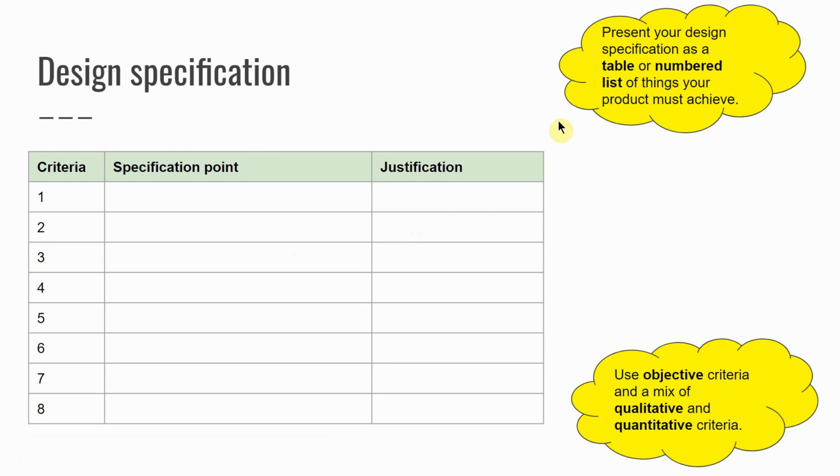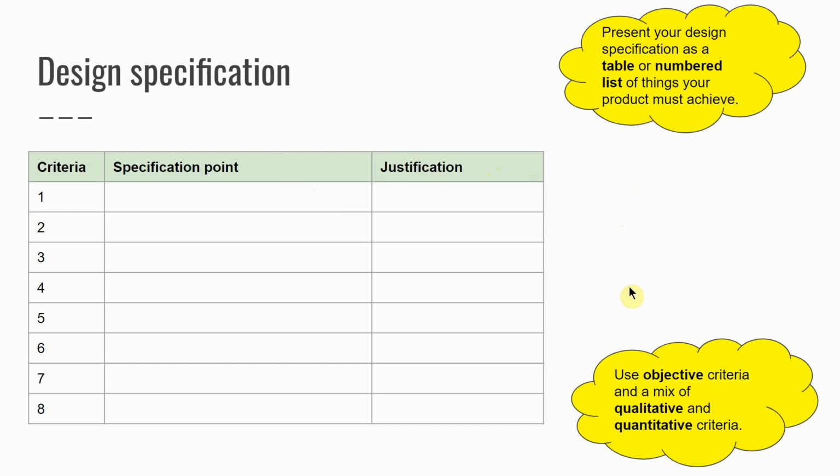Now, I really do like using this as a table, and the reason why I like doing it as a table is because for GCSE or A level, you're going to have to, at the end, assess whether your product actually does what you said it would. And the easy way to do that is then to copy and paste that same table into the end of your write-up, and then add another column, and then have that column as an assessment of whether that specification point was met.